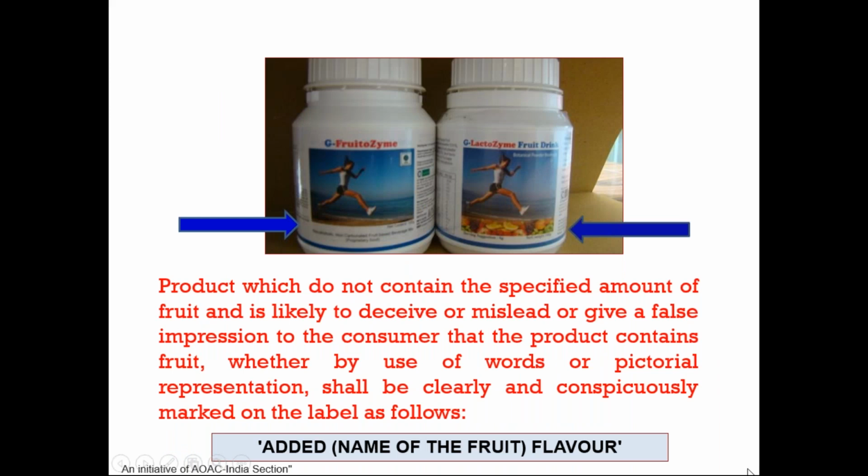So the product name, which is put onto the label of a prepackaged food, must, if it shows a fruit, tell you how much fruit is there. So products which do not contain the specific amount of fruit are deceiving to the customer, giving a false impression that the product contains real fruit because the picture is there.